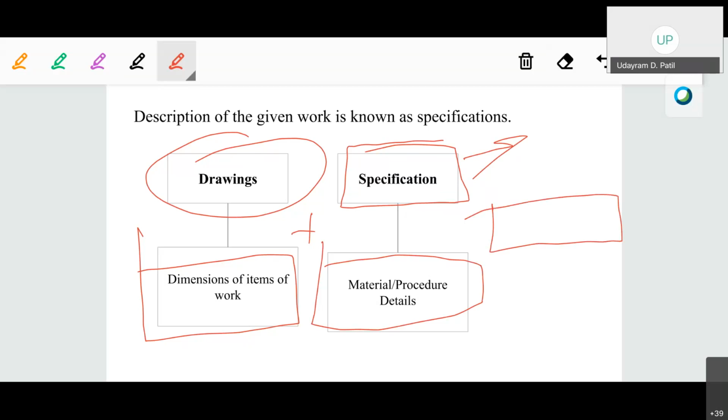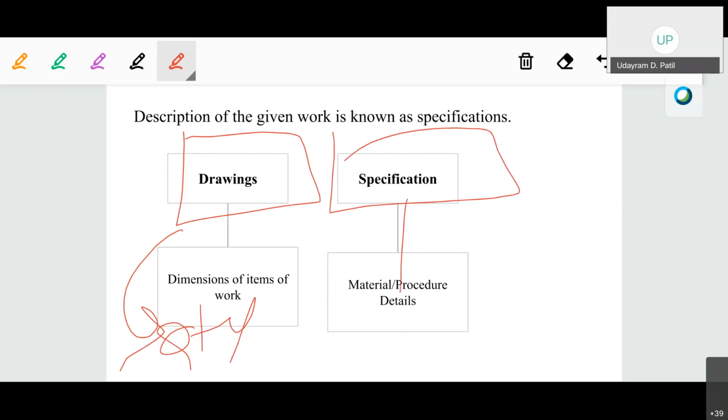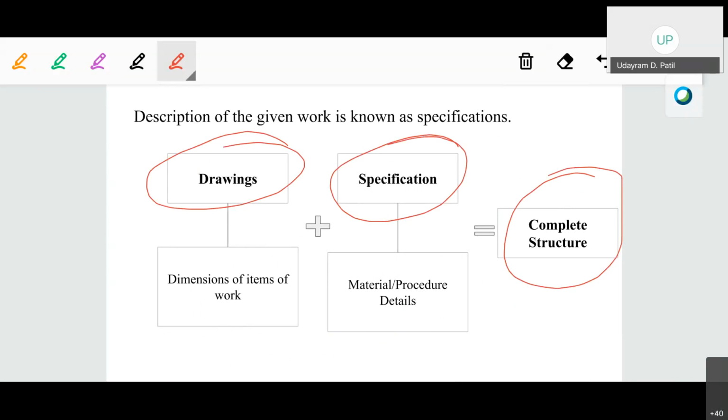Okay, so always remember there are two parts of the particular estimate. One is a drawing, from which you will get the details of the dimensions or the quantity of the particular item of the work. Next is a specification that will be useful in fixing the rate of the particular item of the work. So to get the rate of the particular item of work, we will need to calculate from the specification. So quantity multiplied by rate will again give us our total estimate. So remember that the addition of the drawings and specification will give us the complete structure or the complete estimate.